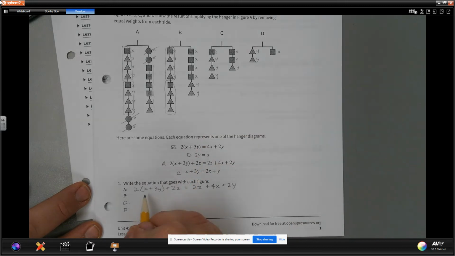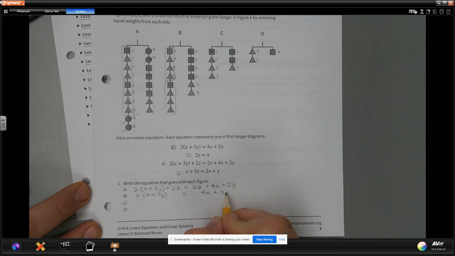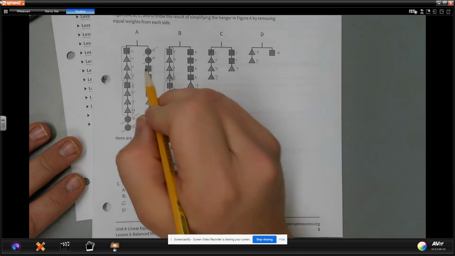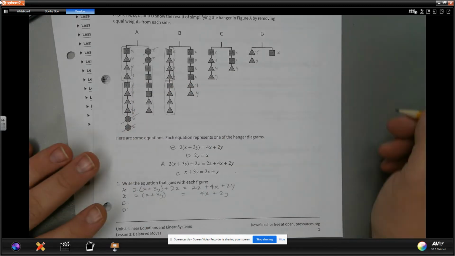So we eliminated those z's. So we have twice the value of the sum of x and 3y is equal to 4 times x plus 2y. We eliminated these two z's through subtraction because this one is positive and this one is also positive, and by subtracting the 2z from the expression on the left, we've eliminated it, also eliminating the 2z on the right. We've taken an equal portion from both hangers, maintaining that balance.